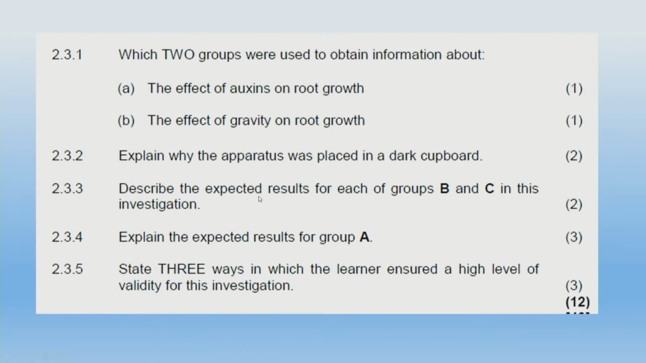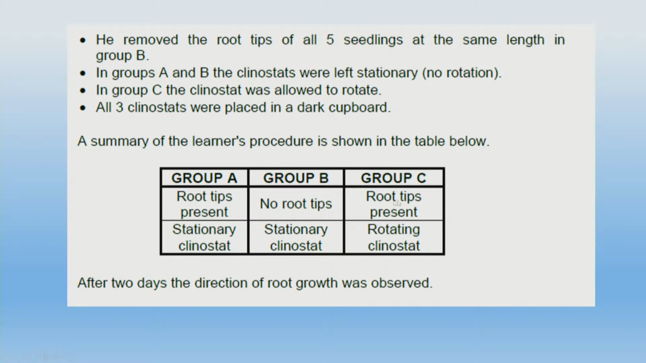And then question 2.3.3. Describe the expected results for each of the groups B and C in this investigation. And then let us go back to group B and C and look at the expected results. So this is group B and C. Group B and C, no root tips here, and then root tips here. Stationary clinostat and rotating clinostat. And then what will be the expected results?